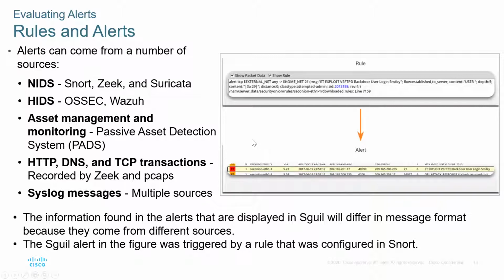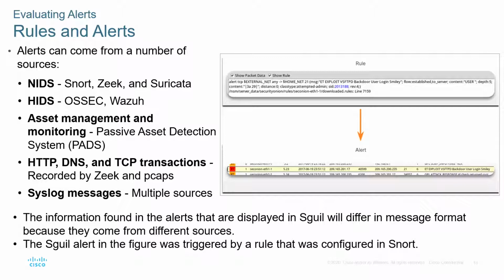Alerts can come from a number of sources like we talked about. On the NIDS side, remember NIDS is your network intrusion detection systems. This is going to be your Snort, your Zeek, and Suricata. You're also going to have your HIDS, which are the host-based intrusion detection systems such as OSSEC and Wazuh. And then you have asset management and monitoring. This is going to be your PADS, or passive asset detection system. For HTTP, DNS, and TCP transactions, you're going to get those recorded by Zeek, and those are going to come in the form of PCAPs. Remember, PCAPs are packet capture files.